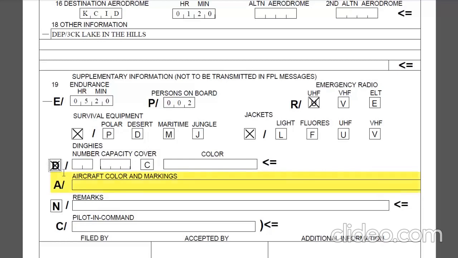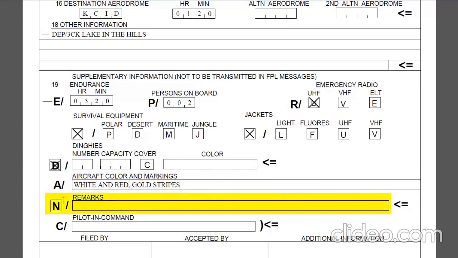The aircraft color and markings section is just like you would do in any airplane, where you write down the basic main color of the airplane and then secondary colors, and that would go after A for the aircraft color. So if we have a white and red aircraft, and if it had gold stripes, you can even write gold stripes and leave it like that.